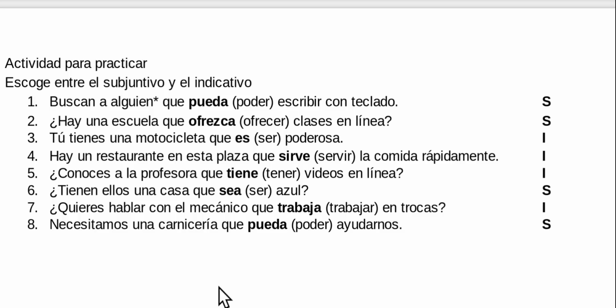Number 3 is a statement. You have a motorcycle that is powerful. So I know you have it and it exists. So there isn't any doubt in my mind. So I'm just going to use the indicative. Number 4, there is a restaurant in this plaza that serves food quickly. So I know, again, it's like number 3. I know it exists, so I'm going to use the indicative.